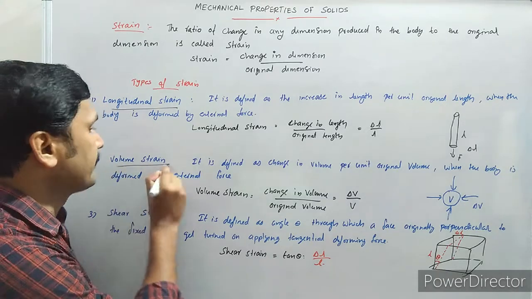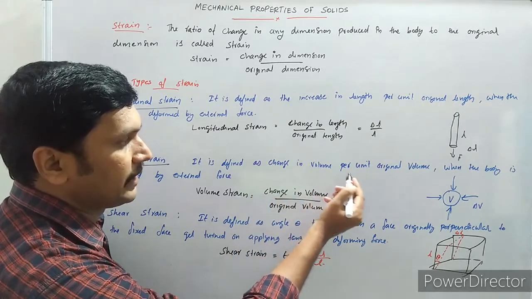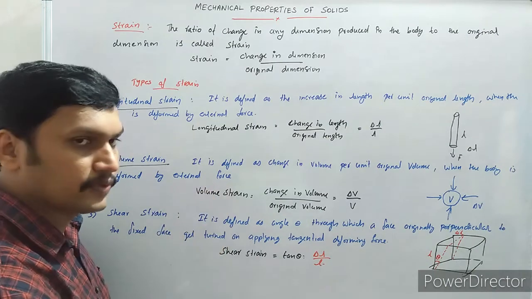Now see volume strain. It is defined as the change in volume per unit original volume when the body is deformed by an external force.